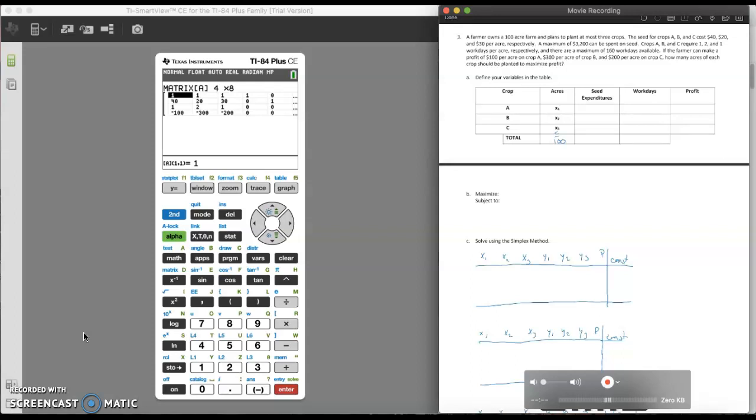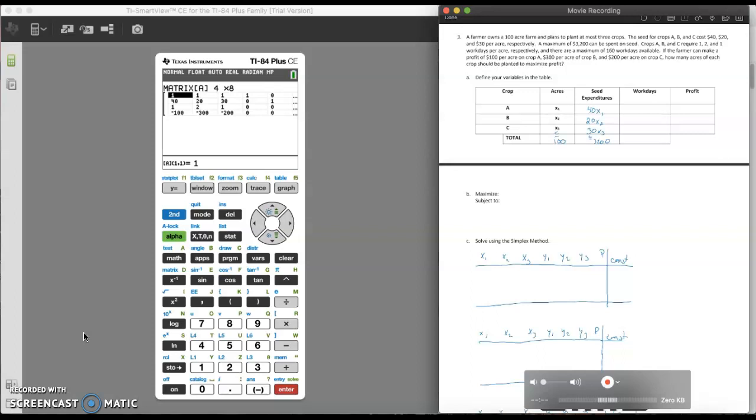His seed expenditures, okay, so what are we going to put on those? So how much do they cost? So it's $40 per acre for crop A, which is x1, $20 per acre for crop B, which is x2, and $30 per acre for crop C, which is x3, and we know that he only has $3,200 to spend on the seed.